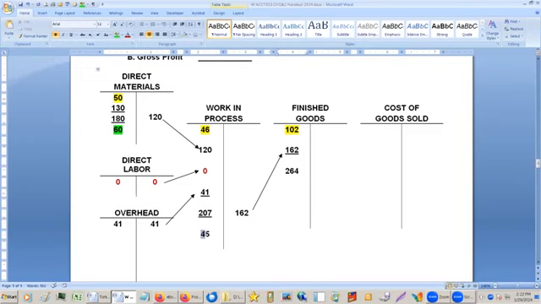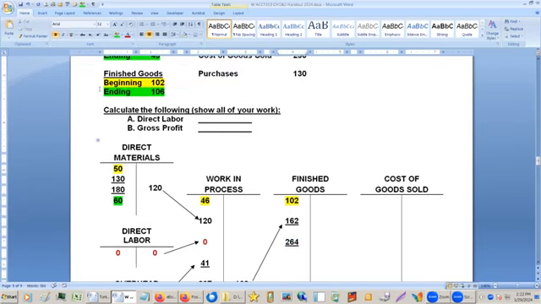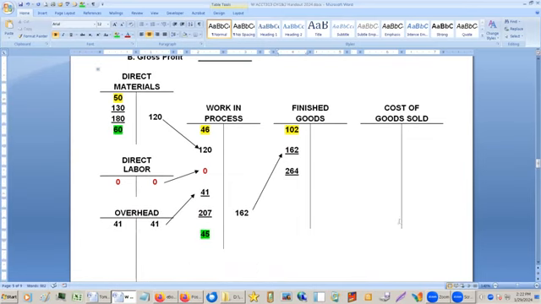Okay, so there's 264 sitting in that finished goods, and if we didn't sell anything, there still should be 264 in there. We tell someone to go out, count it up, and they come back and say there's 106 worth of stuff in finished goods.